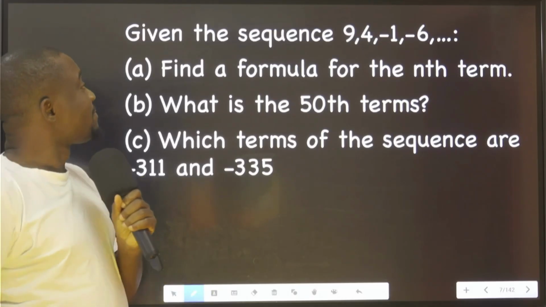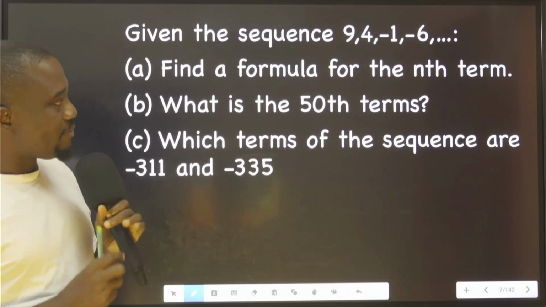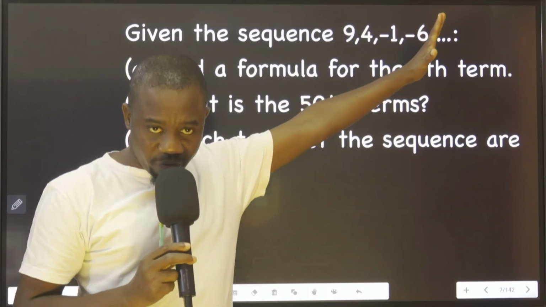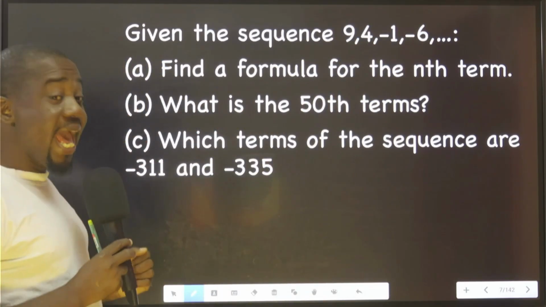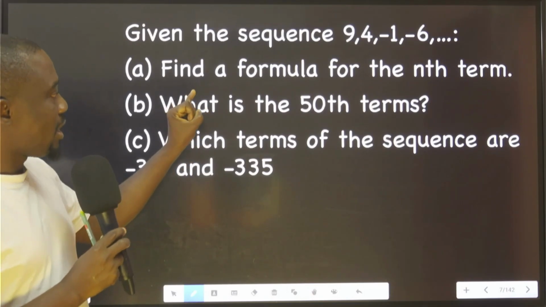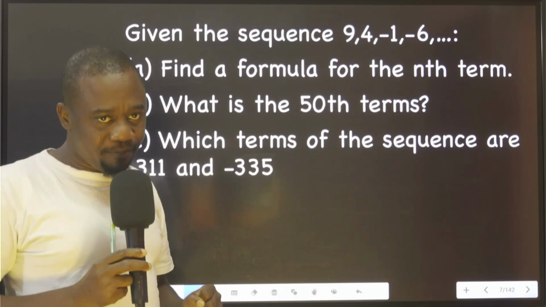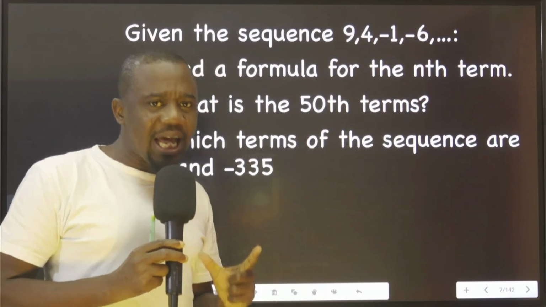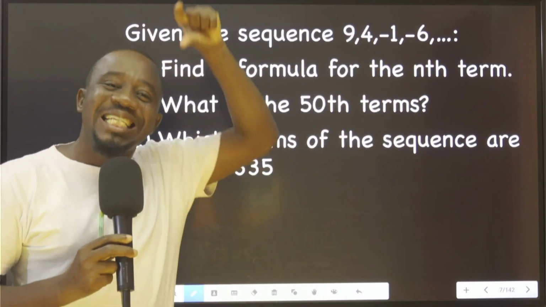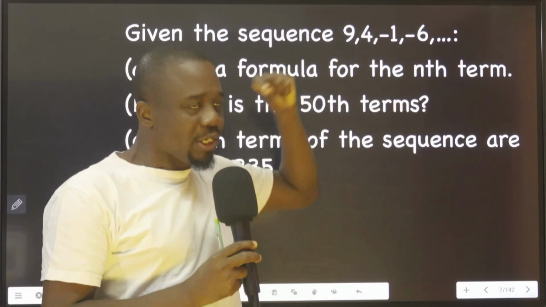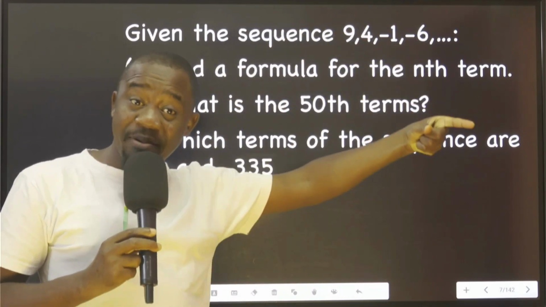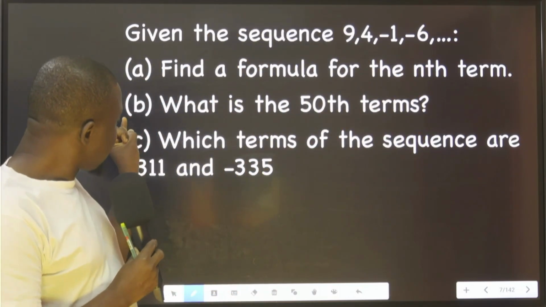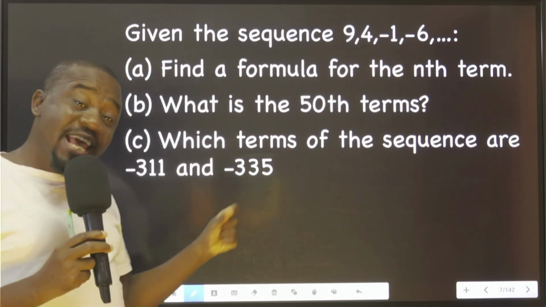Let's look at this. Given the sequence 9, 4, minus 1, 6, and so on and so forth, we are asked to find a formula for the nth term. That is, a formula that will represent this, so that with that formula, you can get any term in this sequence, whether it's the 20th term, 25th term, and so on and so forth. Secondly, what is the 50th term?